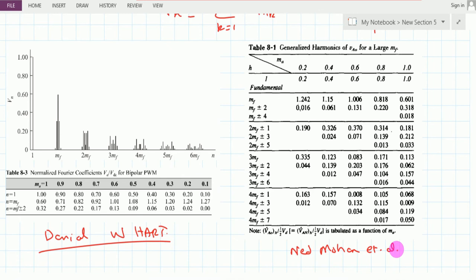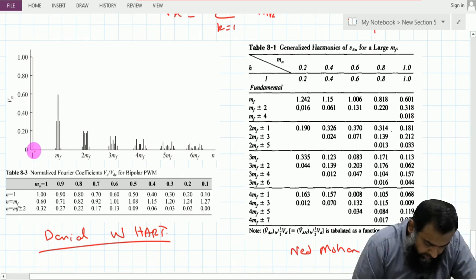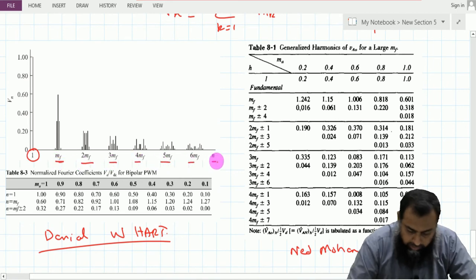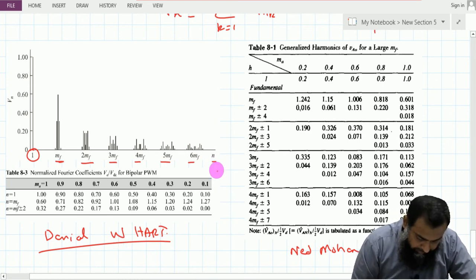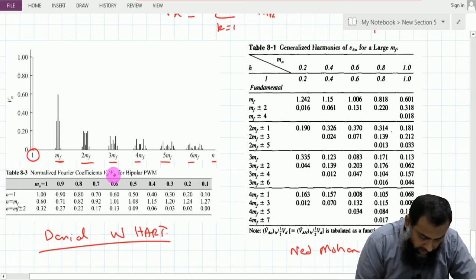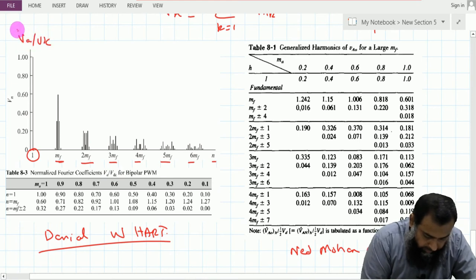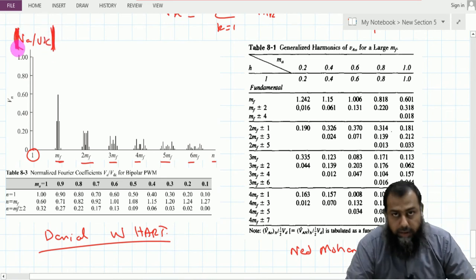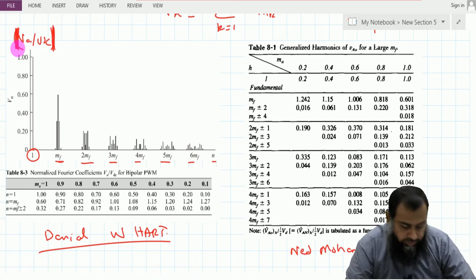So if you can see here, we have this one which is the fundamental frequency, and then we have this MF, 2MF, 3MF, 4, 5, 6 up till the nth. Now the table which is given in this Daniel W. Hart book is a simplified version. It provides us the amplitude VA over VDC, and this is actually an absolute value, so it does not compensate for the phase shift in the harmonics. It just shows you the amplitude.